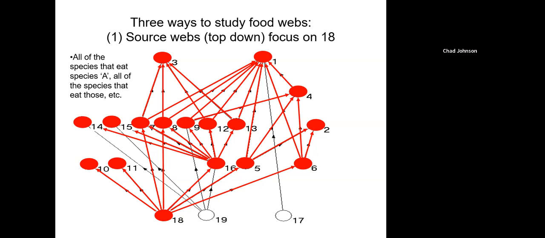5 is eating 18. If you get rid of 18, 5 can't eat 18 anymore. Is 5 going to start eating 19 and 17? Remains to be seen.